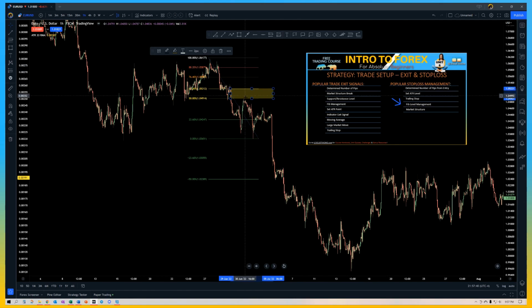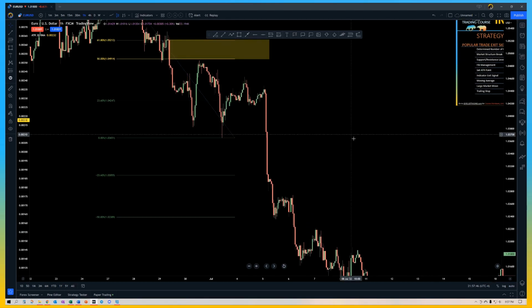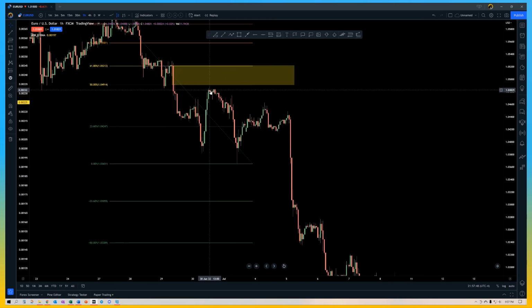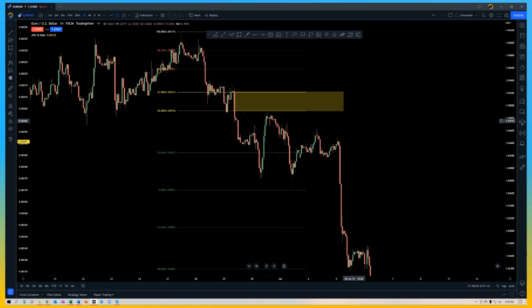But if my entry, like in this case, literally just kisses this 50% right here, I don't put my stop loss way up here at my stop loss line. I might put my stop loss at the 61.8 or the 76 here, just because my entry level is further down.